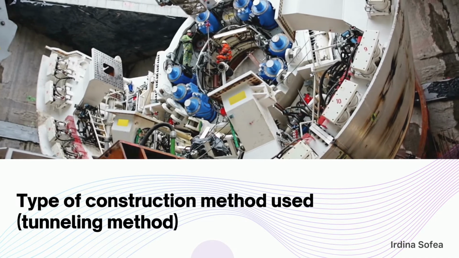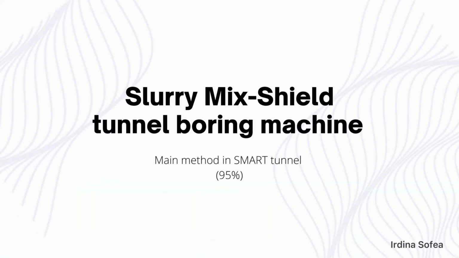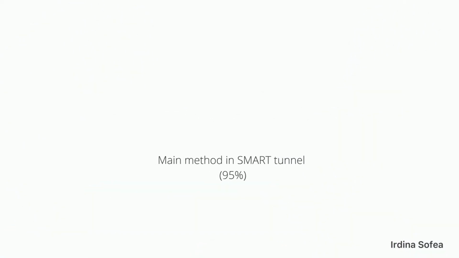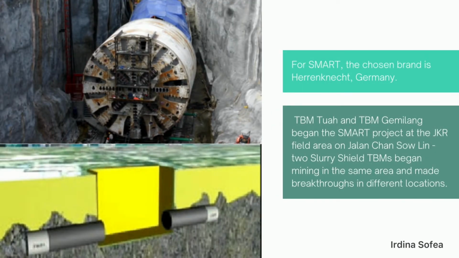The next one, tunneling method. The first one, slurry mixed-shield tunnel boring machine, TBM. The 13.25 meter diameter SMART tunnel was constructed using the tunneling method, the slurry mixed-shield tunnel boring machine (TBM), also known as slurry TBM. TBM will be carrying out 95% of the entire tunneling activity. The remaining 5% will be done using the cut and cover method. For SMART, the chosen brand is Herrenknecht from Germany. The SMART project used two TBMs.